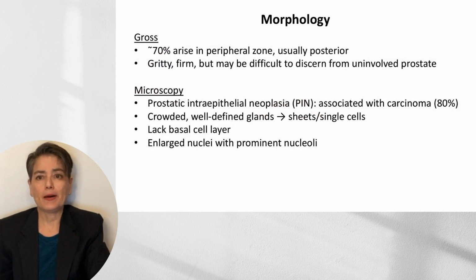Morphologically, about 90% of these arise in the peripheral zone, typically posterior, and on cut surface will be gritty and firm, but it may be difficult to discern prostate cancer from uninvolved prostate. About 80% of cases of carcinoma have associated prostatic intraepithelial neoplasia, in which we have dysplasia of the nuclei and some additional features, but we maintain our basal cells. So the classic finding, the critical criterion here, will be loss of our basal cell layer.